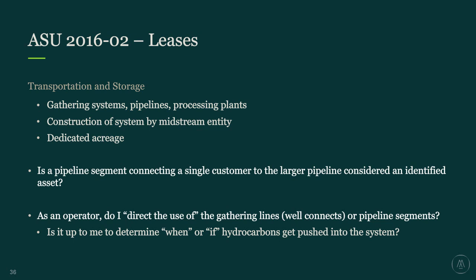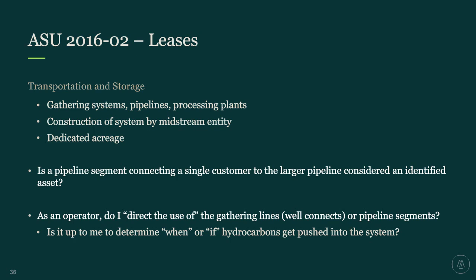Jake touched on pipelines previously, at a high level. Really, transportation contracts and storage contracts may fall in the scope of the new standard. Consider: do they involve an identified asset, and does the customer control the use of it?